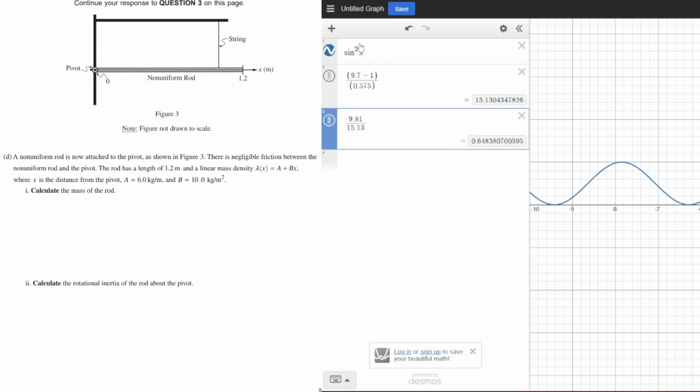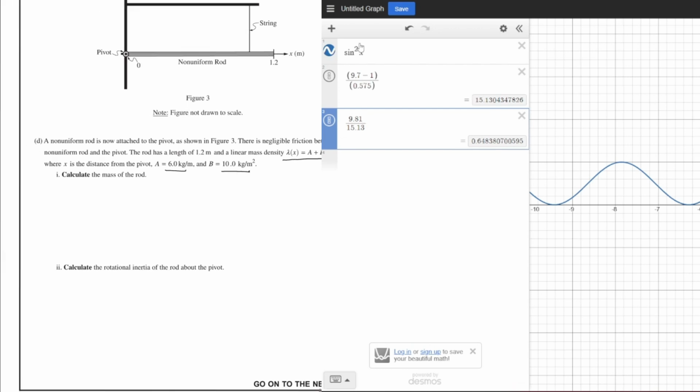The rod has a length of 1.2 meters and a linear mass density lambda of x equals a plus bx, where x is the distance from the pivot and a is this constant and b is that constant. So the mass of the rod.